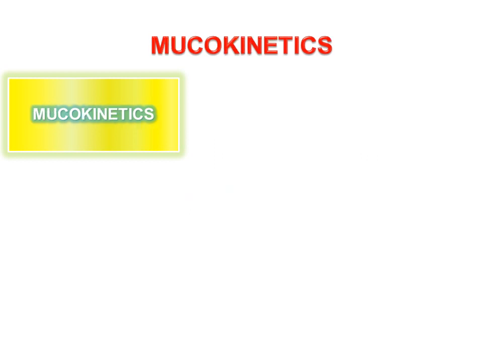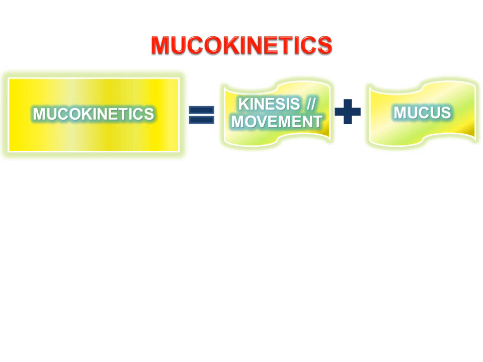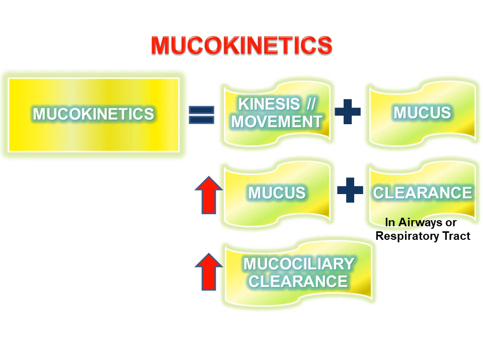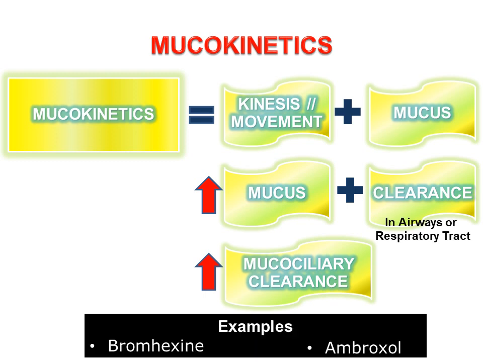Mucokinetics are medicines that increase mucus kinesis. How? By acting on the cilia. Another name for kinesis is movement. Hence, mucokinetics are medicines that increase the movement of mucus by acting on the cilia. Where is the action of cilia taking place? In the airways. Therefore, what is the result? Increases mucus clearance in the airways, or I can say increases mucus clearance in the respiratory tract. Summarizing, mucokinetics are medicines that increase mucociliary clearance. Examples are bromhexine and ambroxol.